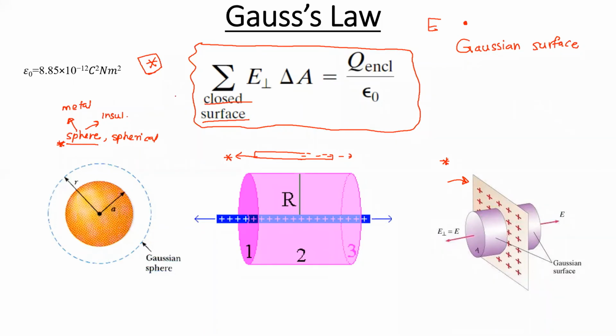Let's first consider a spherical object. Let's say this thing carries a charge of Q. And I'm asking you to calculate the electric field here. The first step is to draw your Gaussian surface. A Gaussian surface can be any surface as long as it's a closed surface, you're good.